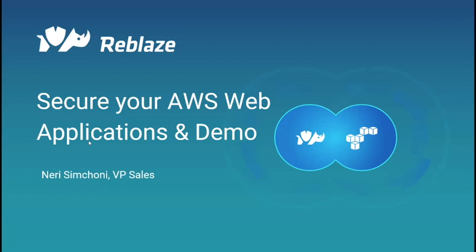My name is Neri Simchoni, and I'm responsible for sales at Reblaze. Reblaze is a cloud-based application and API security solution. As Nati mentioned, the AWS security solutions deal with the network layer, layers 3 and 4. I will explain during my part of the webinar, which includes a short presentation and a live demo session, the threats on the application layer, layer 7, and how Reblaze can help.